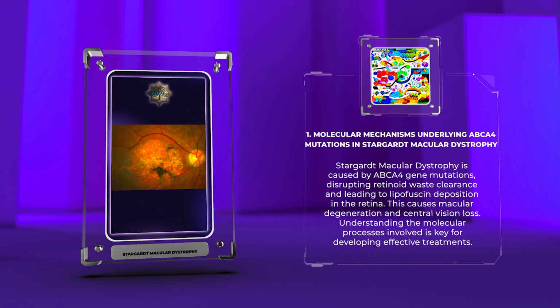Lipofuscin, a mixture of lipid and protein aggregates, accumulates in the RPE cells of those with Stargardt macular dystrophy due to impaired clearance mechanisms caused by ABCA4 mutations. This accumulation leads to RPE dysfunction, contributing to disease progression.